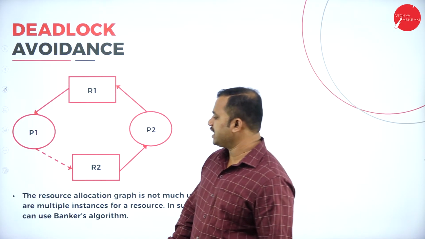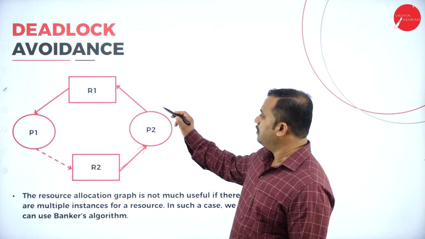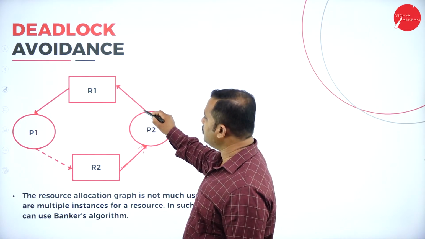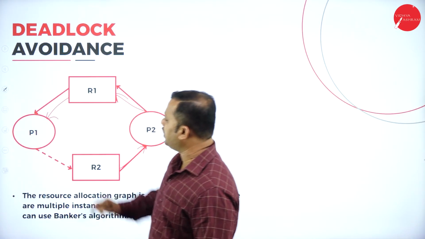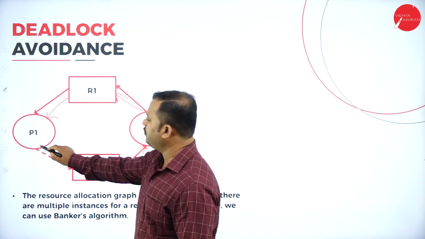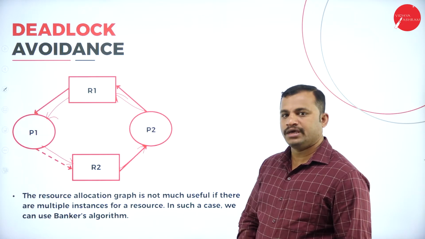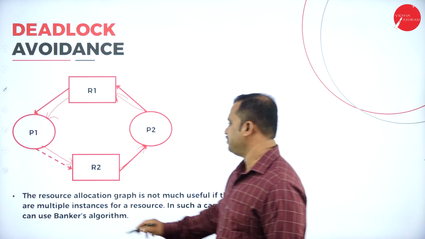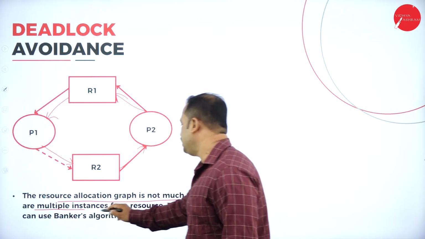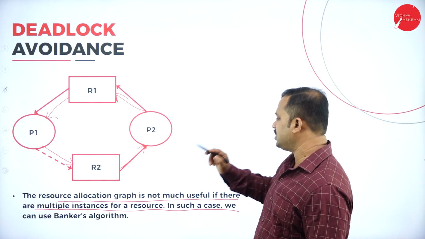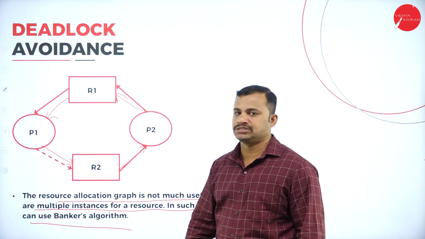If you look at this diagram, you will see that resource R2 is assigned to P2, and further P2 is expecting resource R1, which is held by process P1, but process P1 is waiting to claim resource R2. So again, there is a chance of deadlock. That means the resource allocation graph is not very useful if there are multiple instances of a resource. In such cases, we use Banker's algorithm. Banker's algorithm is used in these situations.